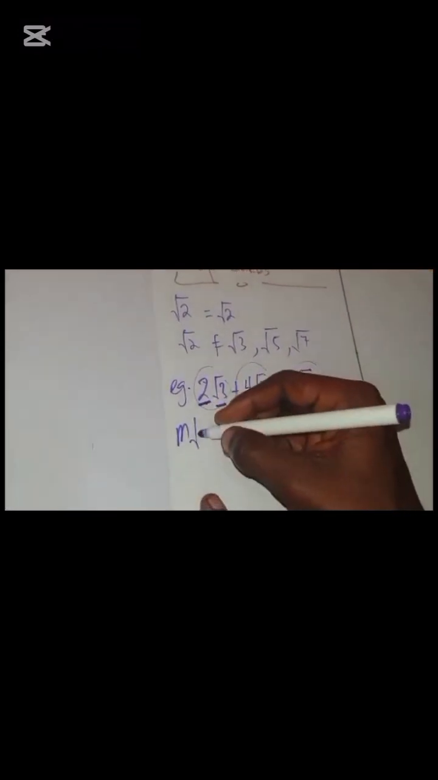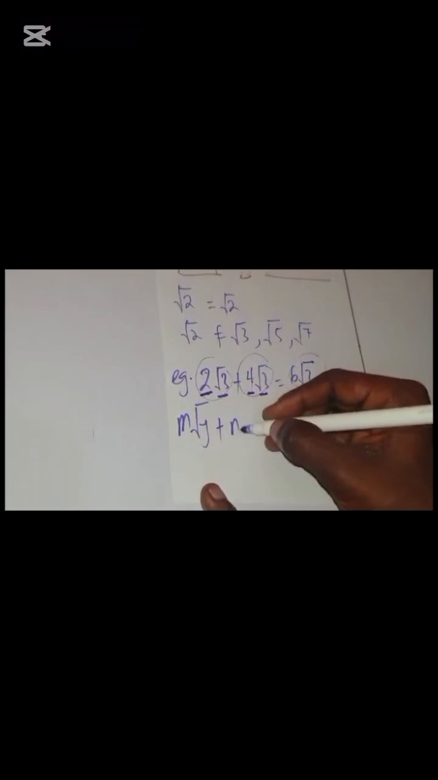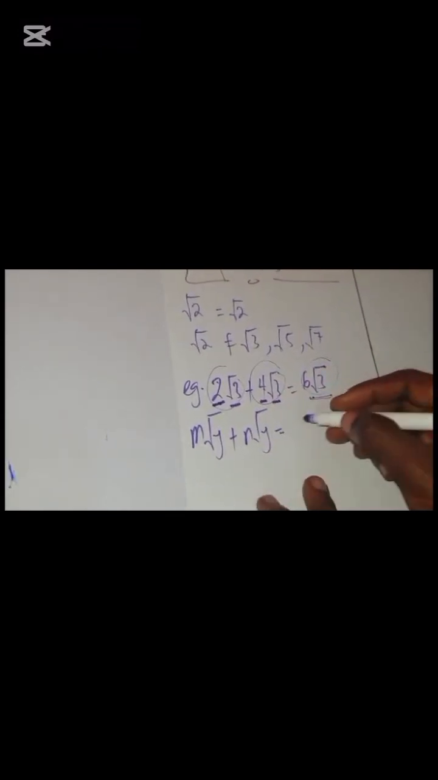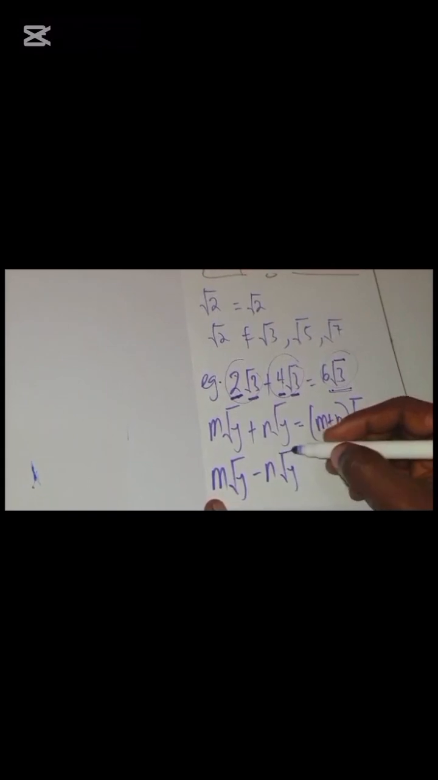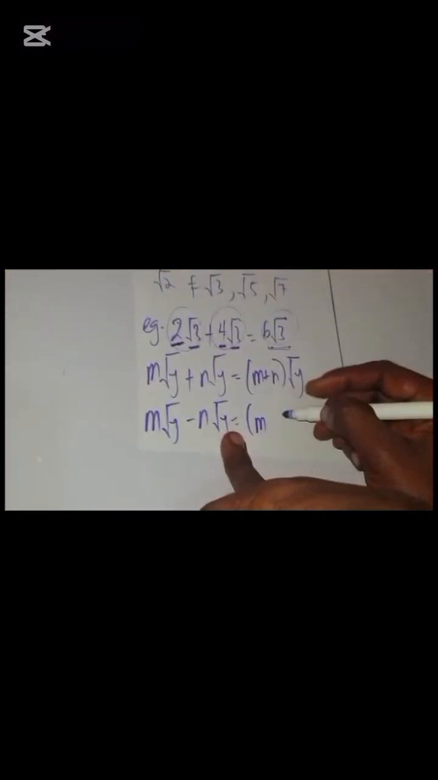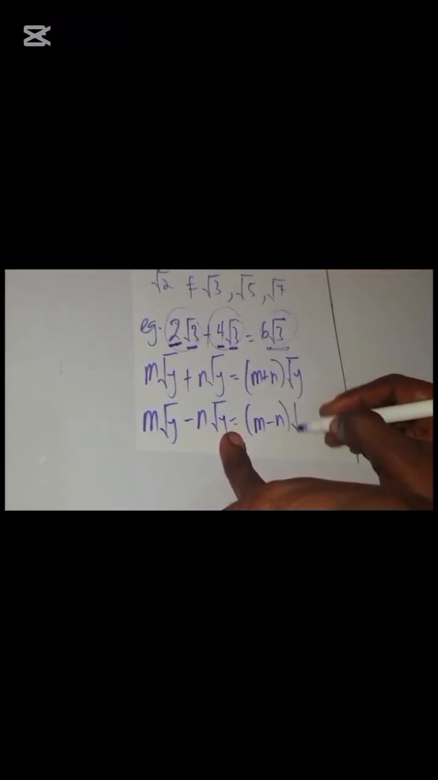So m root of y plus n root of y gives m plus n root of y. And for subtraction, it is m root of y minus n root of y giving m minus n root of y.